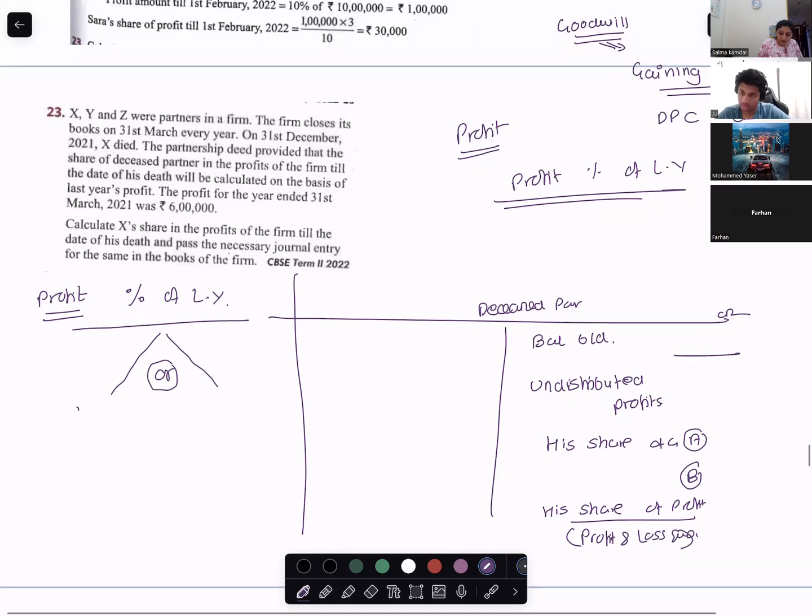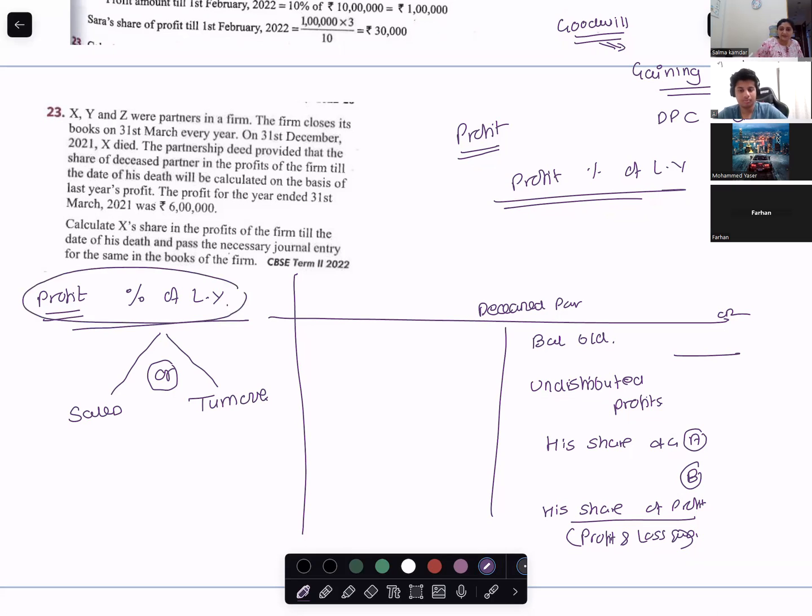Sales or turnover. They can either tell you sales or they can tell you turnover. Sales and turnover mean the same thing. So how do you calculate the profit percentage of last year? Profit divided by sales or turnover, whatever it is, into 100. You will get a percentage.